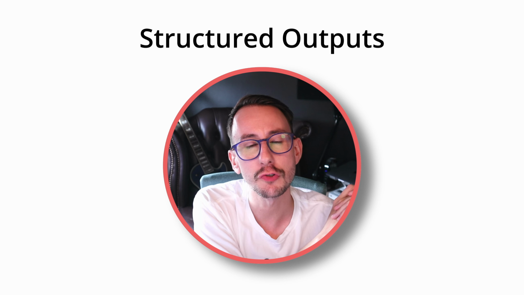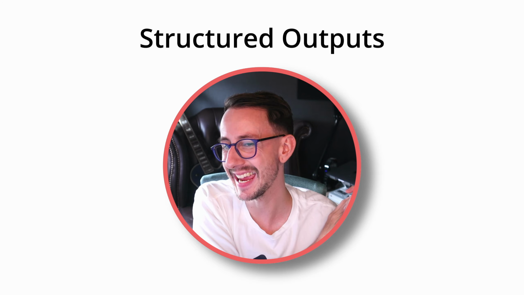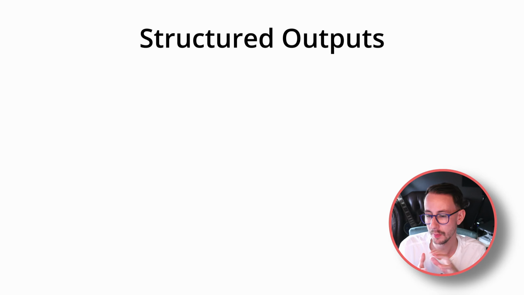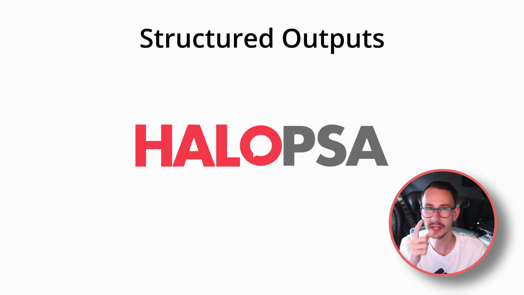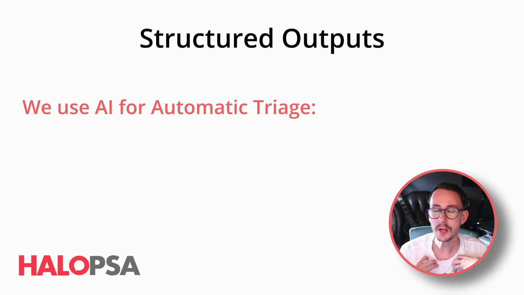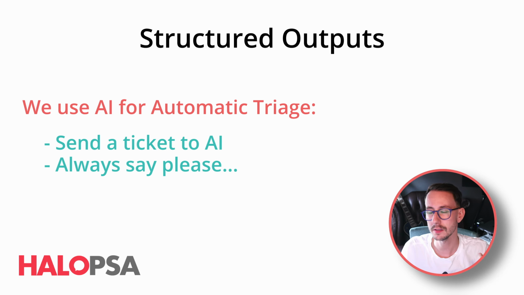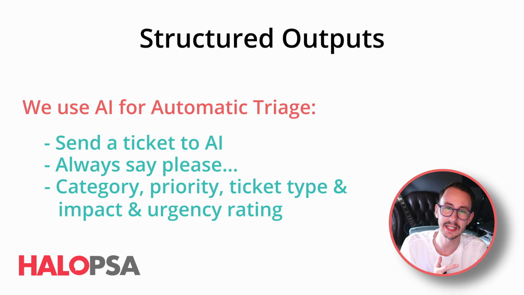Now let's talk about structured outputs. What is a structured output? Well, to put it simply, let's talk about Halo PSA. You knew it was coming. We use AI for, let's say, automatic triage. So we send a ticket to AI and we say, hello, Mr. AI, please, always say please, remember Terminator, can you give me a category, a priority, a ticket type, and, I don't know, impact and urgency for this ticket? We ask it those questions and then we need to get some data back.